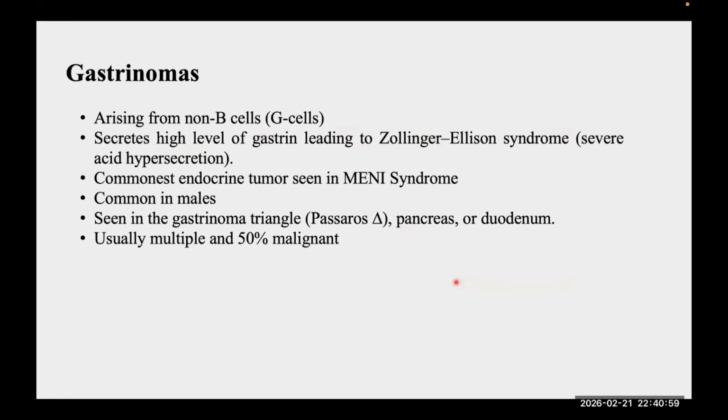Now, gastrinomas. Gastrinomas arise from non-beta cells, the G cells, and this is easy to remember: gastrin, G. It secretes high levels of gastrin, and this can cause Zollinger-Ellison syndrome, which is a severe acid hypersecretion. We're going to discuss it again at the end. It's the commonest endocrine tumor associated with MEN syndrome. It is common in males. It's seen in the gastrinoma triangle, Passaro's triangle, pancreas, or duodenum, usually multiple, and 50% of the time it's malignant.